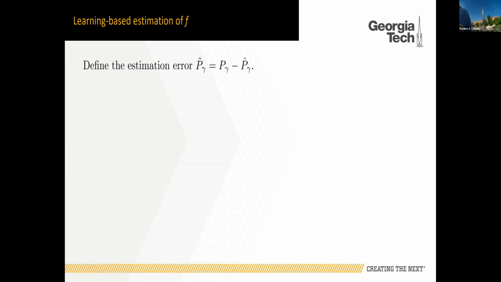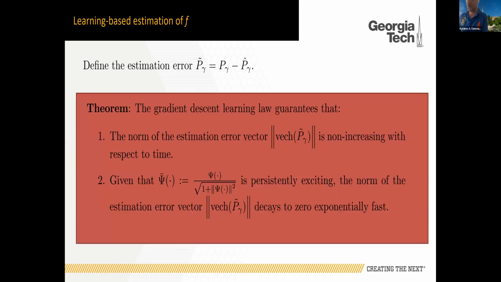So this p gamma is the difference of the optimal and the estimated ones. Of course, in order for me to guarantee convergence to the optimal solution, I have to make sure that this error is very close to 0, which is difficult to prove. What we will do is that this gradient descent law guarantees that this estimation error vector that you saw before is non-increasing with respect to time.